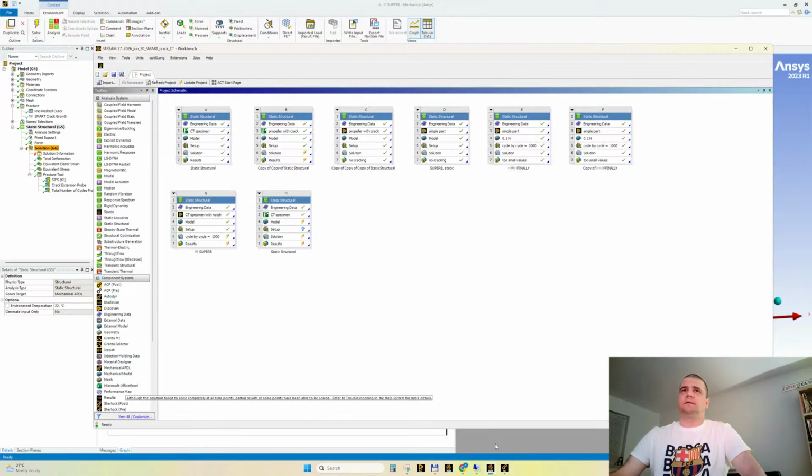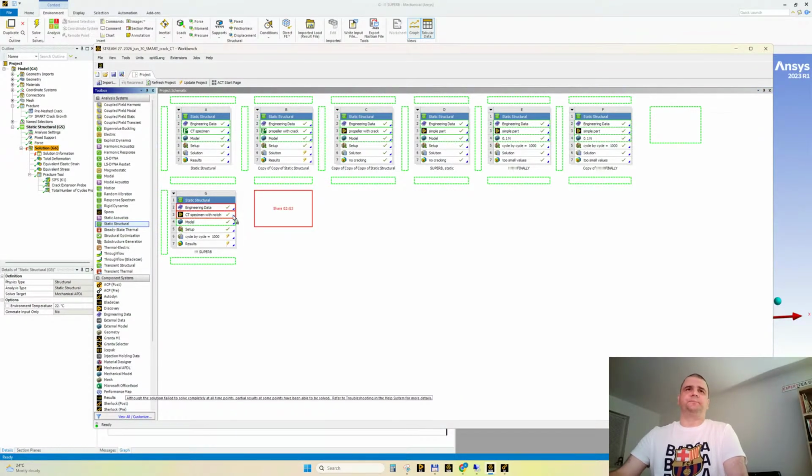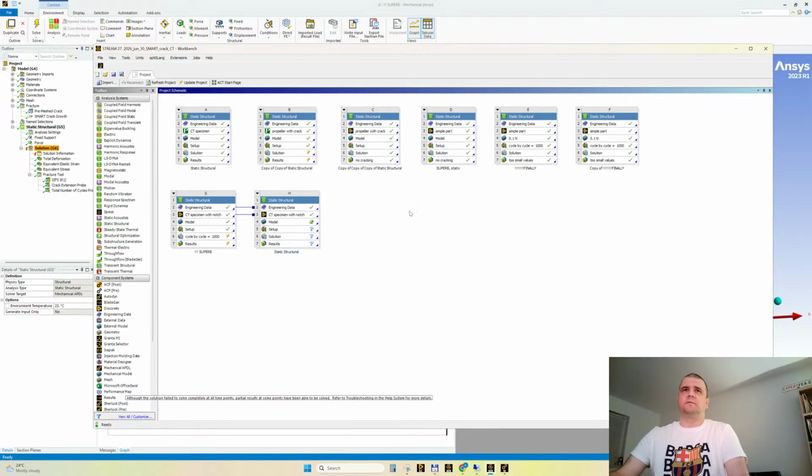Let's delete this thing that is not important. Here I will use this geometry. So from static structural, I will take only the geometry, all right? Because I don't feel like doing it from scratch. It also took the material, the engineering data, yes?